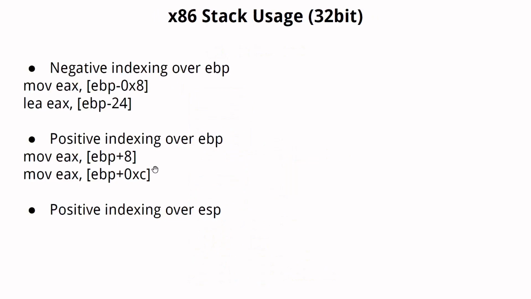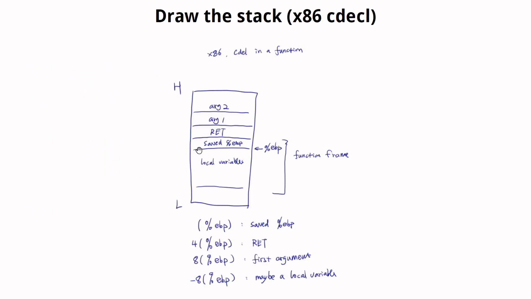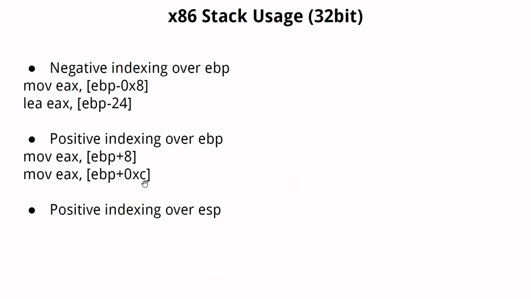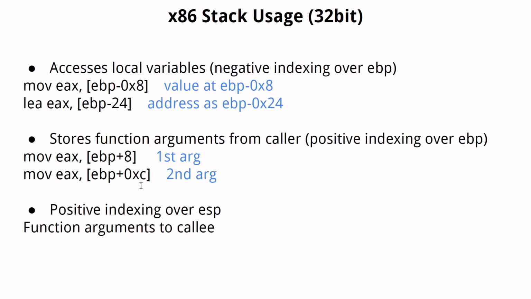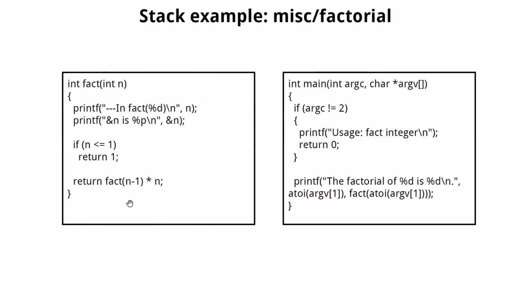If we are doing some positive indexing over EBP, let's say this one, EBP plus 8. So what does EBP point to again? The previous function's EBP. Then 4 bytes higher than that is a return address. Then 8 bytes higher than that will be the first argument. You see? So EBP plus 8 is the first argument. Then EBP plus C is just 12, which is the second argument, right? So that's basically the usage of them.